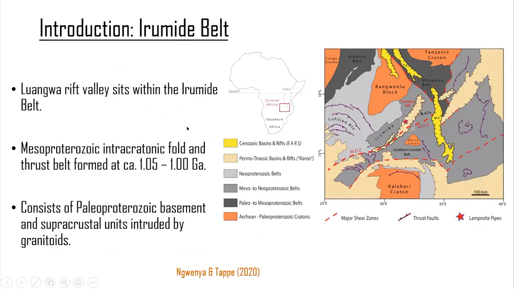The Luangwa Rift Valley itself sits within the Irumide belt, which is an intracratonic fold and thrust belt, which was formed between 1.05 and 1 billion years ago. This intracratonic fold and thrust belt consists of Paleoproterozoic basement, as you can see here, surrounded by supracrustal units intruded by granitoids.